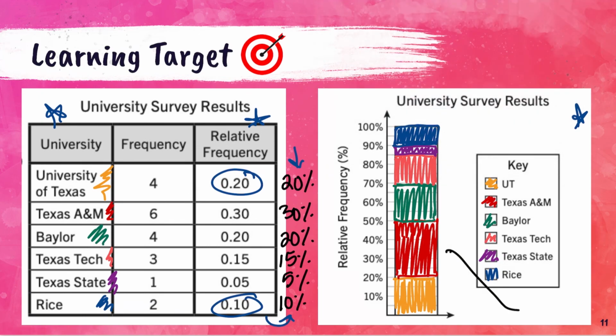Now looking at the table, our mode is going to be Texas A&M because it occurs most frequently. It occupies the greatest percentage of the categorical data.